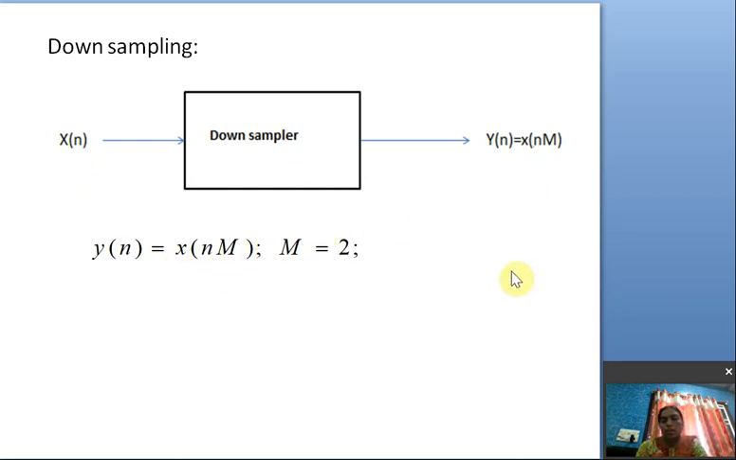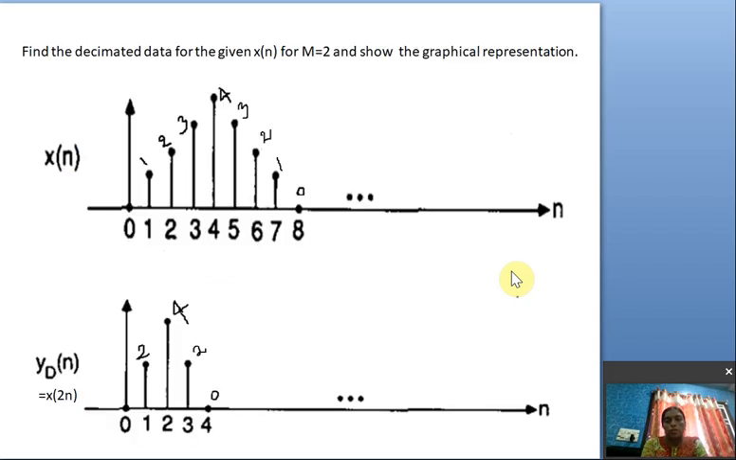So consider an example with M equal to 2. Now I am giving one x of n like this, from 0 to 8, and the amplitudes are like this. Now what is the output y_d of n? Here we have M equal to 2, but otherwise we may use the letter capital D. So capital D is equal to 2, which means x of n is decimated by a factor 2.